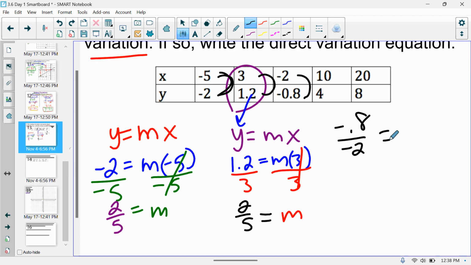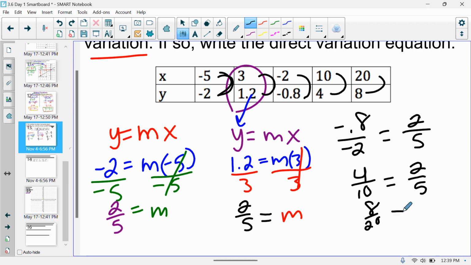Eli? -0.8 divided by -2. We should once again get 0.4 or 2/5. Did everybody get that? If we math frac it, then 4 divided by 10 we got to do. What do we get for that one? Should get 2/5 again. And the last one, 8 divided by 20. Because again, guys, look, you're always dividing the y by the x. Should be the same thing again.